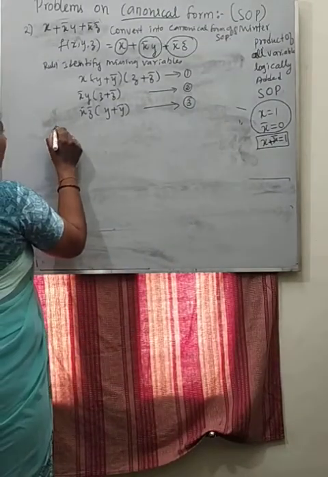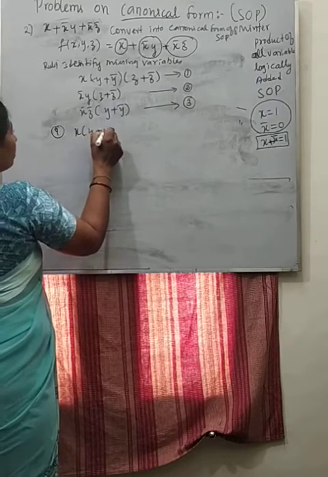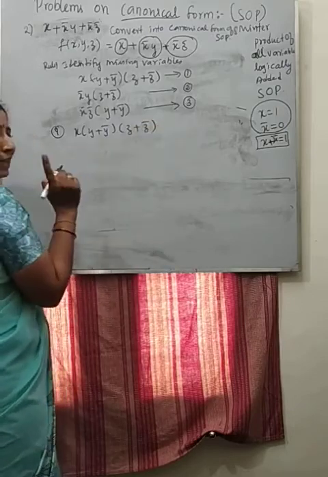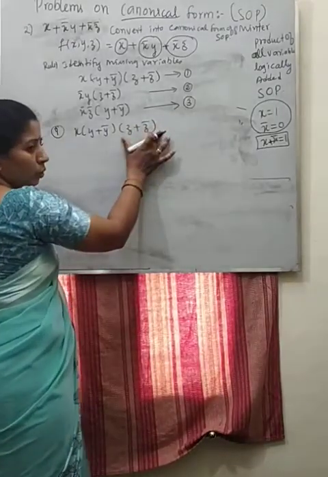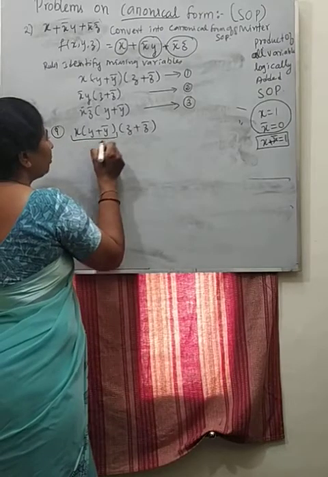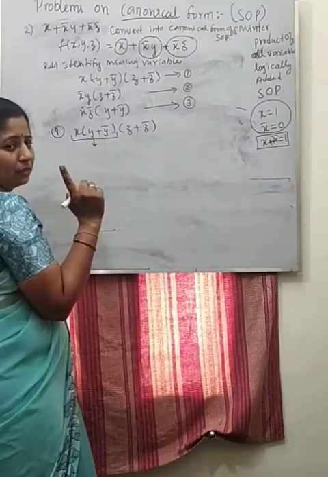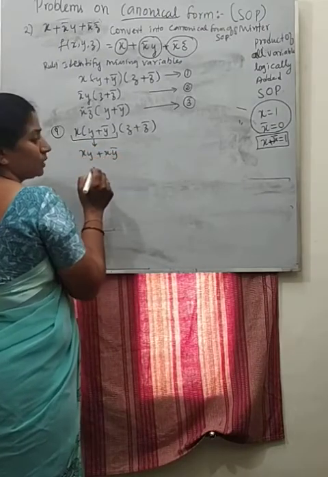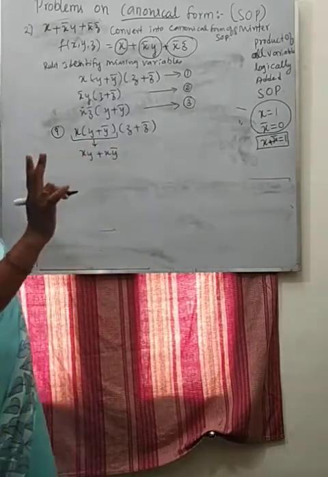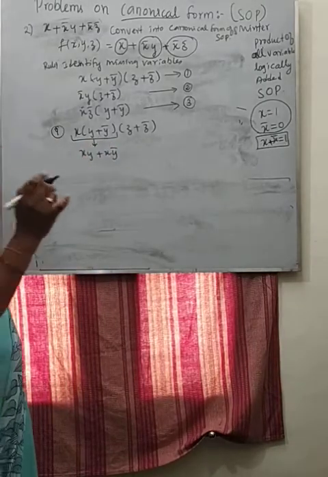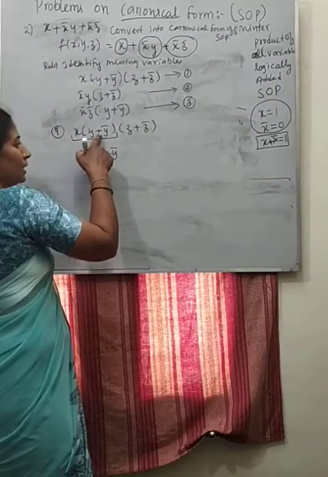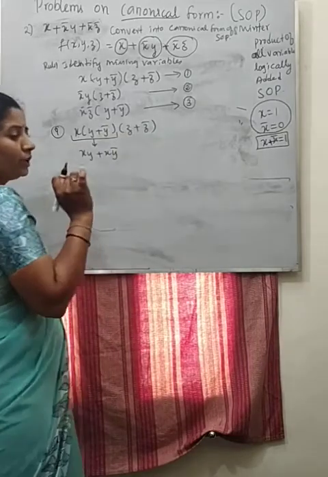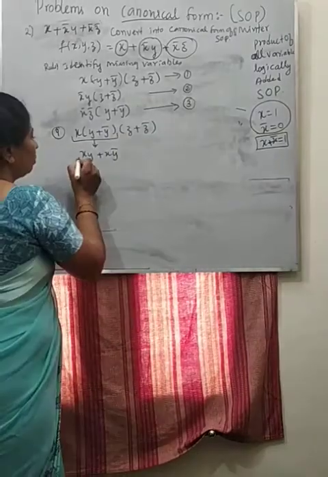So write down the first equation, x(y plus y complement)(z plus z complement). While including, at a time you should not include both. First apply the distributive law for only the first missing variable. You will get xy plus xy complement. If 2 or 3 missing variables are there, include the missing variable into the given variable one by one, not both at a time. So now you got this one.